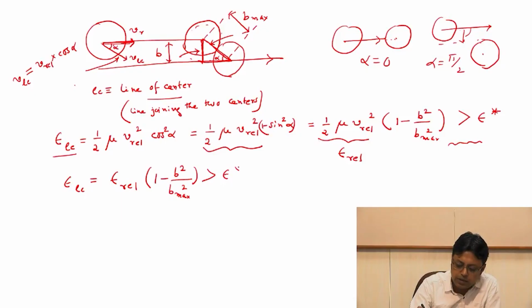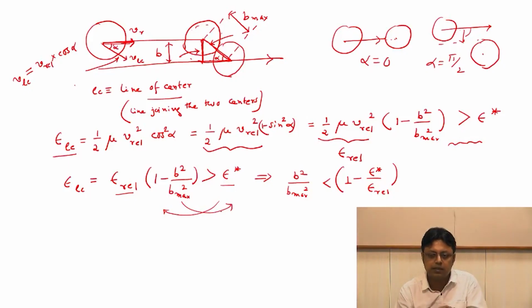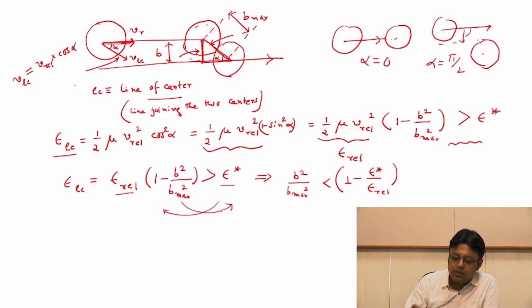Or we can just rearrange it. You can easily figure out that this b square by b max squared should be less than or equal to 1 minus epsilon star by epsilon relative. You can easily figure that out. So you just put this epsilon relative here, and then bring this back here, and bring this b max to the other side. You can easily figure out it is the less than sign. Now this is the criterion.